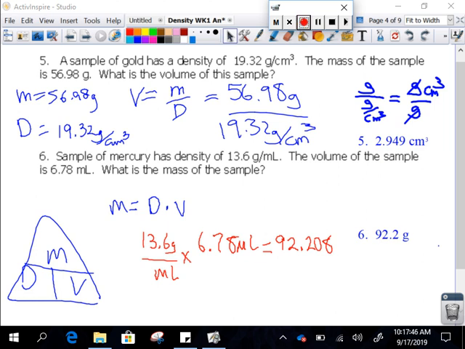So in 5 and 6, we have to be careful that we understand what we're solving for. And, well, we have to be careful in all questions, not just this one. So we're solving for the volume, and so I need to make sure I write the equation down correctly. When we're solving for volume, it is mass over density. So I wrote the equation volume equals mass over density first. And then I started just observing what I had. I was given the mass of 56.98 and the density of 19.32.